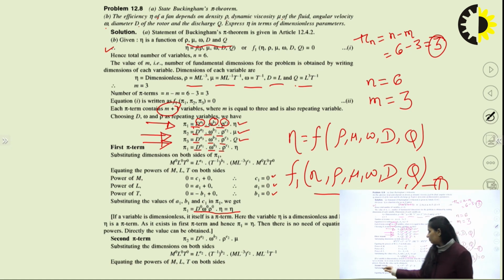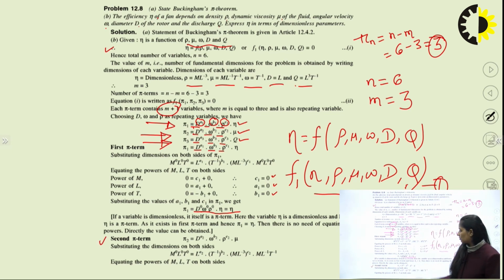Now come to the second pi term. The second pi term is obviously associated with the term dynamic viscosity. You just need to write again the dimensions of all the variables. Pi 2 will be obviously M to the power 0, L to the power 0 and T to the power 0. And again write dimensions for d, omega, rho with their exponents. And finally write the dimension for mu, M L to the power minus 1, T to the power minus 1.